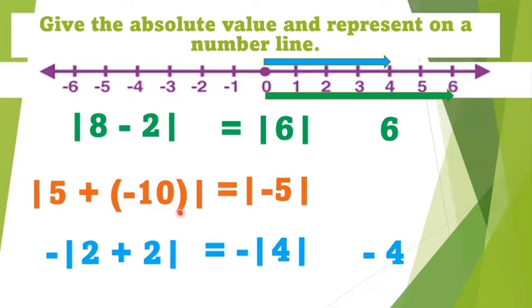We're going to represent this negative 5 on our number line. So that's it, the orange one. We're going to count the spaces or the units from 0 to find the absolute value of negative 5. We have 1, 2, 3, 4, 5. Then it makes 5 the final answer. That is how we give the absolute value of operations and represent it on a number line.